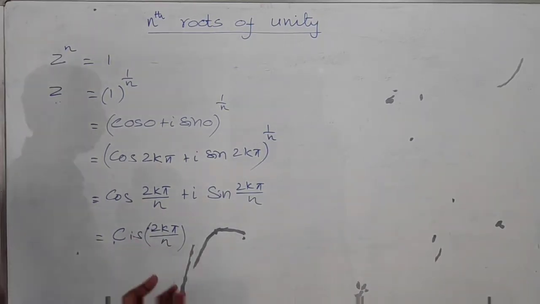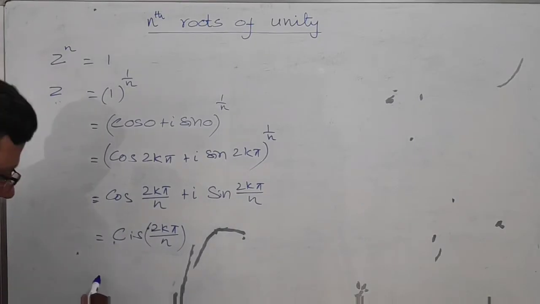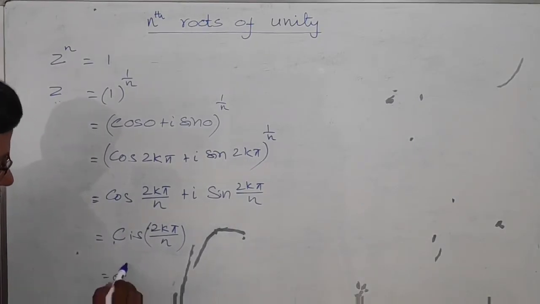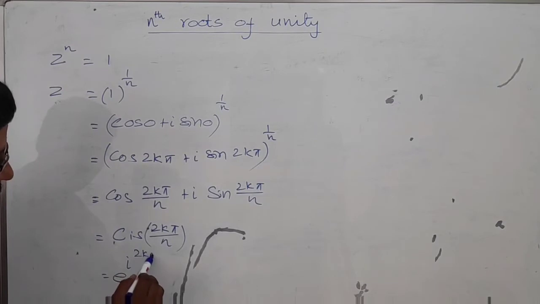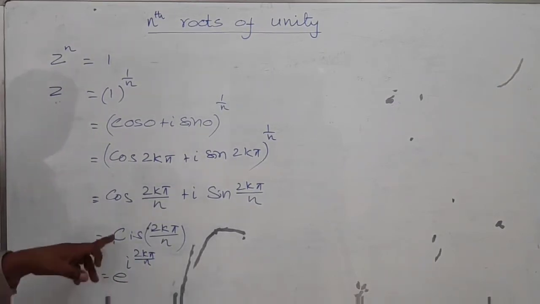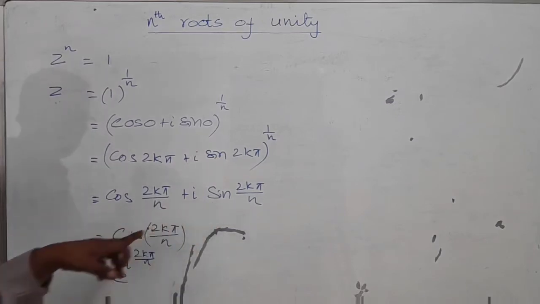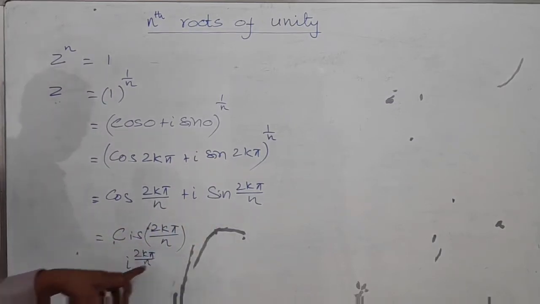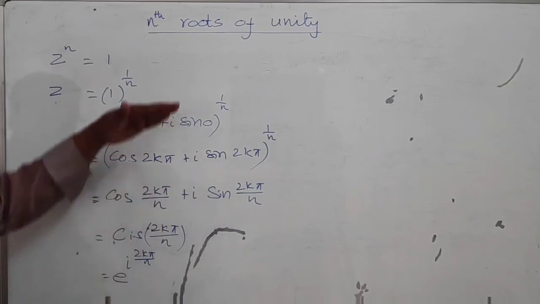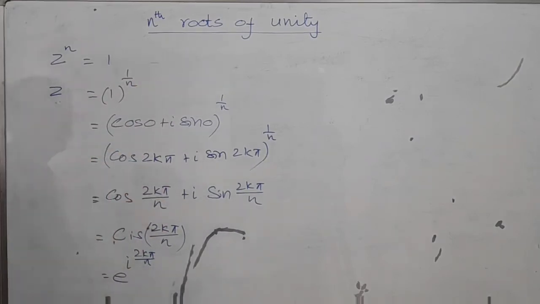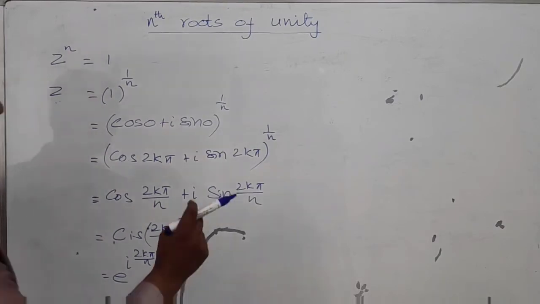Or else you can write this in the exponential form even. That is, it is equal to e power i into 2k pi by n. We can write any one of these three forms. So this is the polar form, this is the abbreviated form of polar form, and this is the exponential form. We can express it in any one of these three forms. Okay, now let us consider this one.